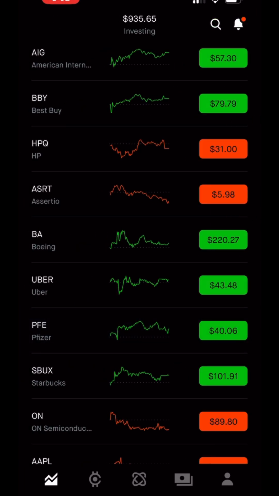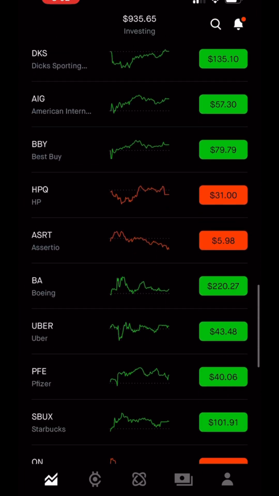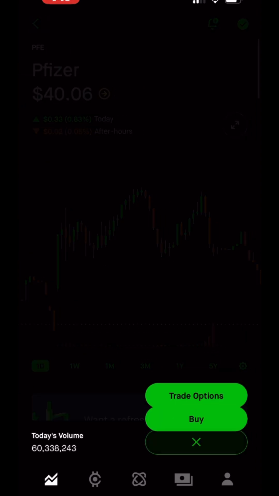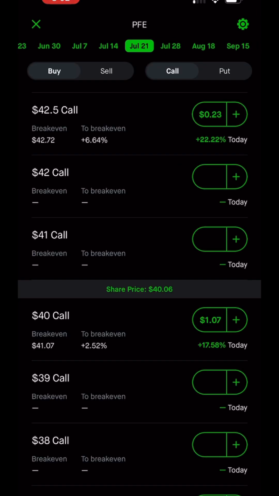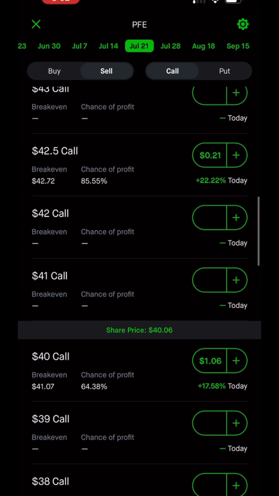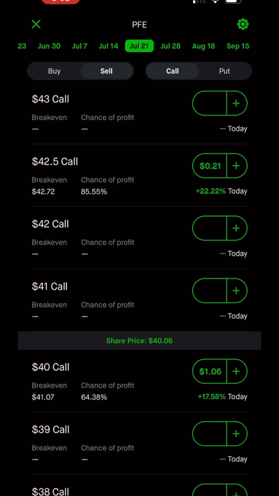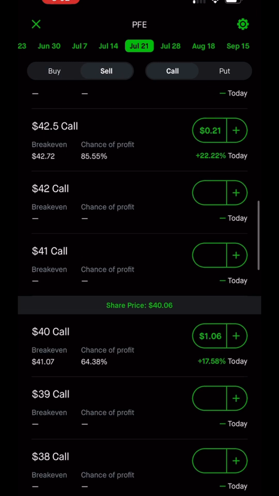And then again, I'm sorry, we're going to go back to the same Pfizer, and we're going to go back to trade options, and then we're going to switch over to the puts. So we're going to go July 21st again. On the corner here, you have buy and sell. So buy, sell. Sell is covered calls. I wouldn't get too involved in that. Instead of getting into those, I would just focus on buying calls and puts.